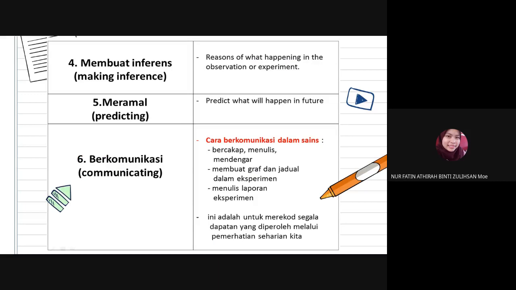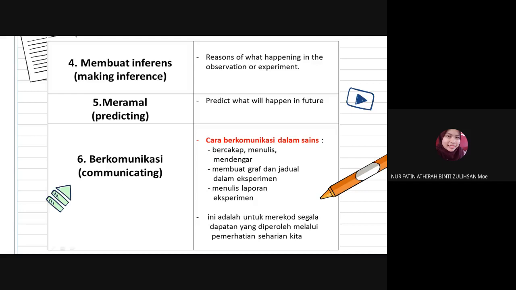Before we get to know the other 3 skills, let us recap the last week's skills. Number one, observing. Number two, classifying. Number three, measuring and using numbers. Those were the 3 skills that you learned last week. Today you are going to learn another 3 skills, which are number 4, making inference, number 5, predicting, and number 6, communicating. So what are they? Let us go to number 4 first.